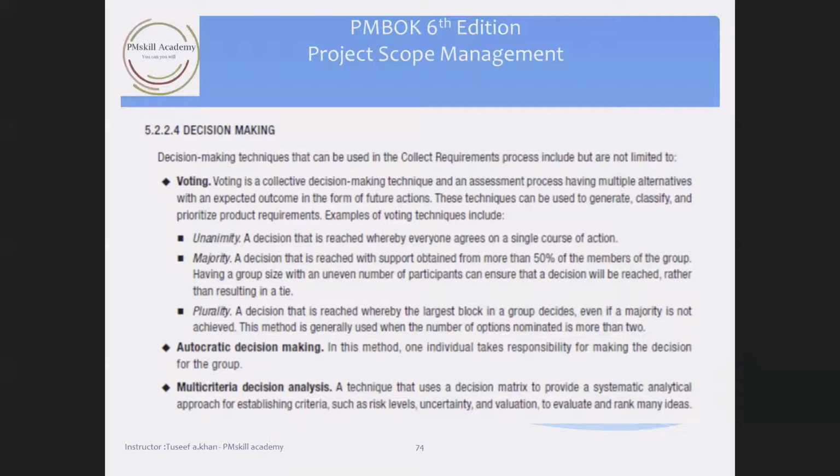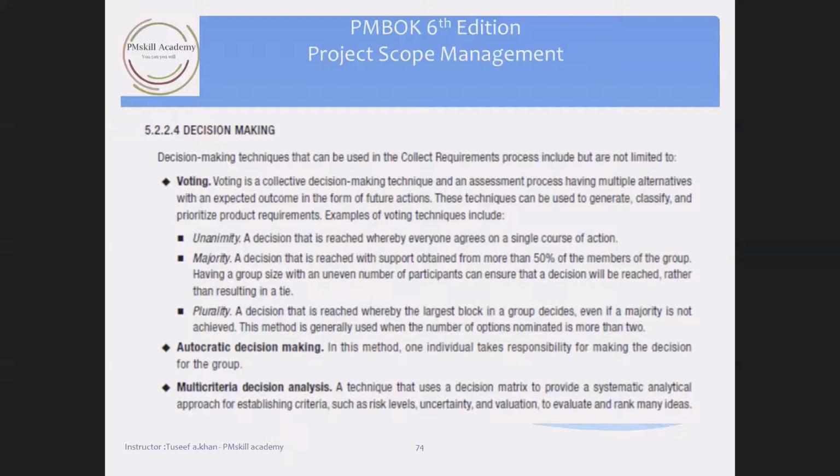We have some decision making techniques. Number 1 is voting. Voting, you can see, is a collective decision making technique and an assessment process having multiple alternatives. You have different alternatives and you are making voting. There are three types of voting.